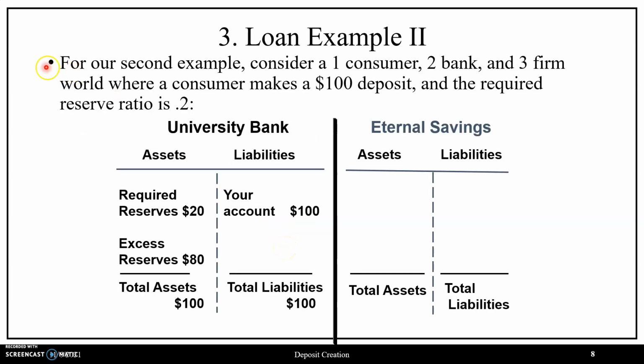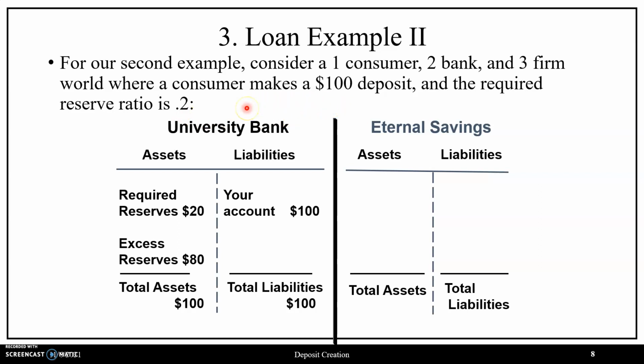So then with this information in mind, let us now proceed to our second example. For our second example, consider a one consumer, two bank, and three firm world, where a consumer makes a $100 deposit and the required reserve ratio is 20%. Here, first, let us consider the information that we have.